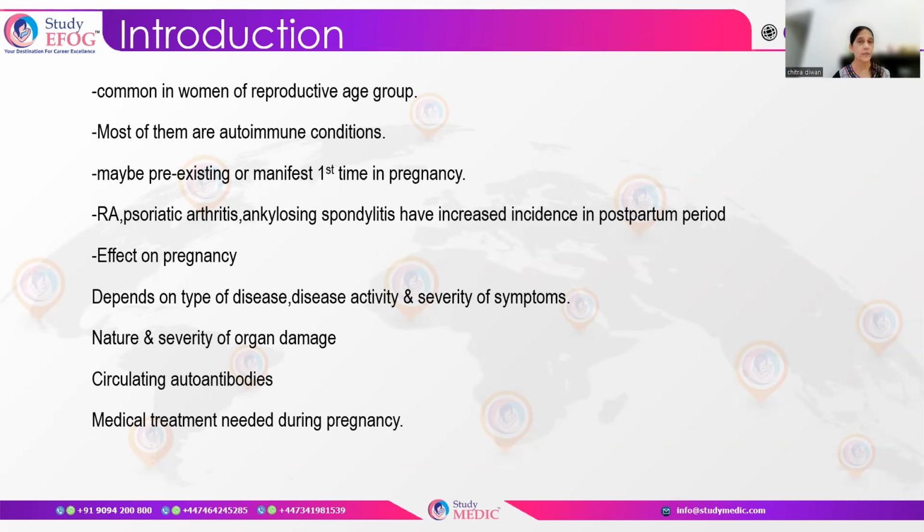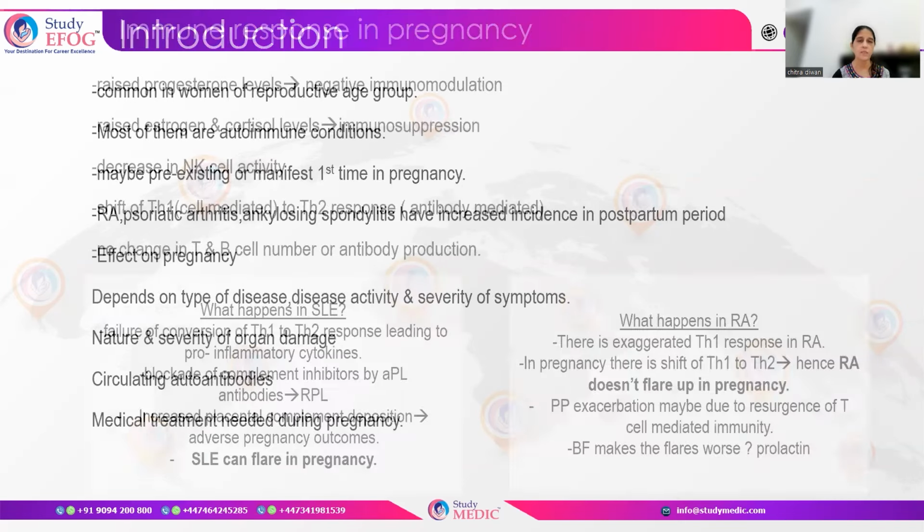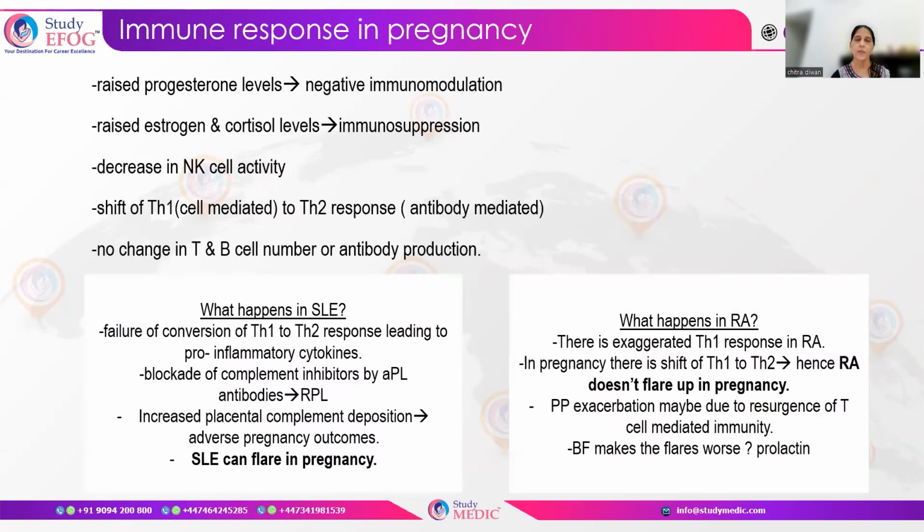Now, why are we so worried about these connective tissue disorders? Because they can have a varied effect on the pregnancy. This effect depends on the type of disease, the disease activity and severity of symptoms. It also depends on the nature and severity of organ damage in the woman, what the circulating autoantibodies are, and what medical treatment is needed during pregnancy. All this will affect the pregnancy.